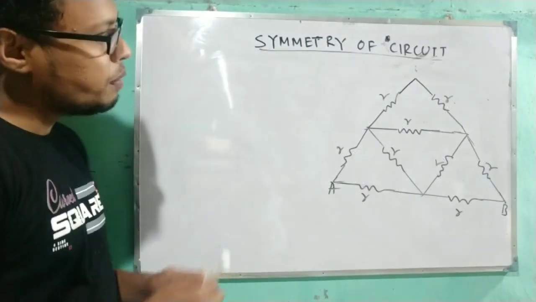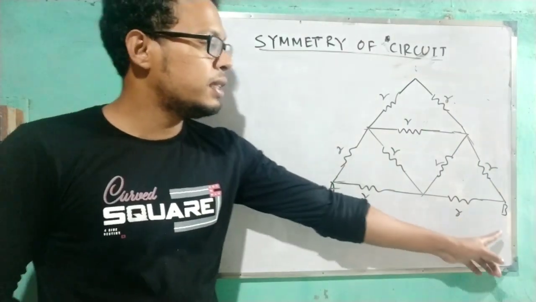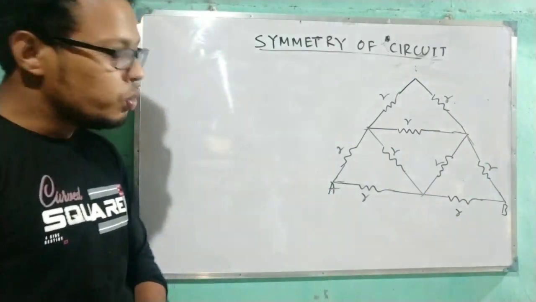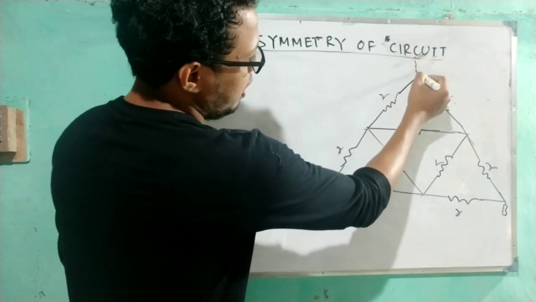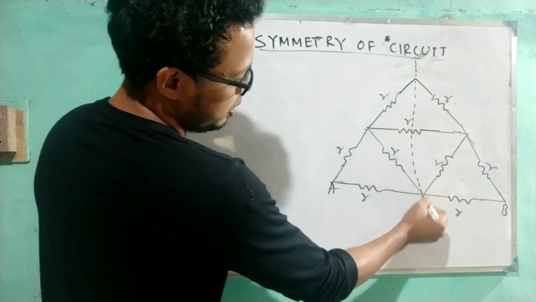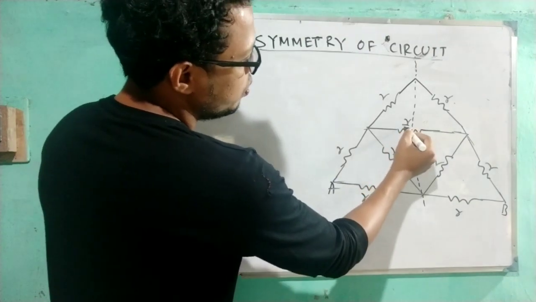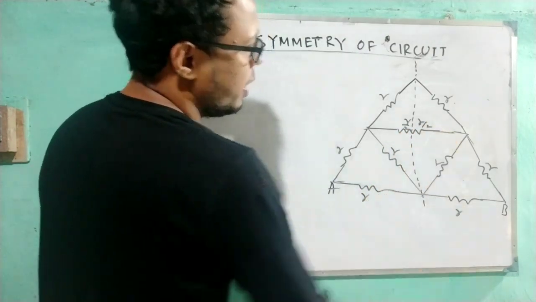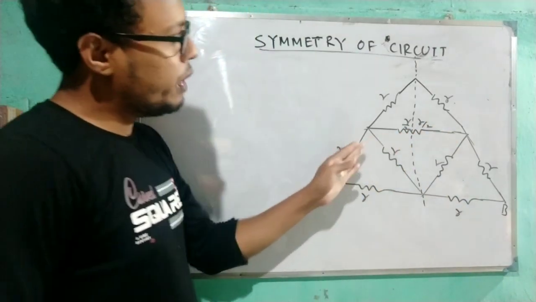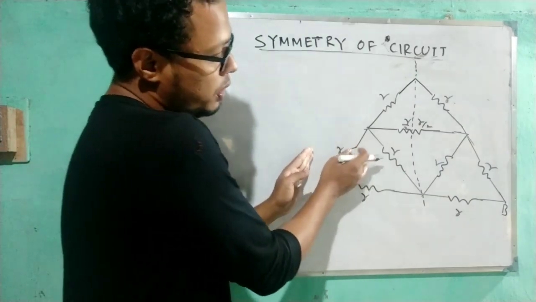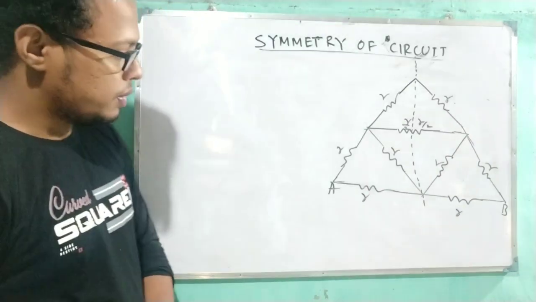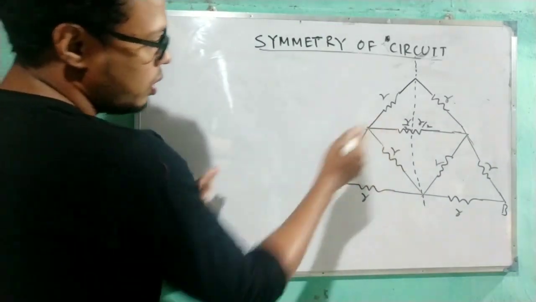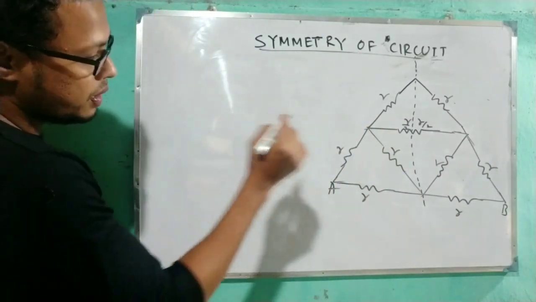Now, in the second problem, how to find the equivalent resistance between A and B. To solve this type of circuit, I will choose one line across this resistance, by which this side will be R by 2 and this side will be R by 2. Now see, we are getting the symmetry of this part and this part on both sides also, so I can choose it. Now I am drawing the simplified circuit.